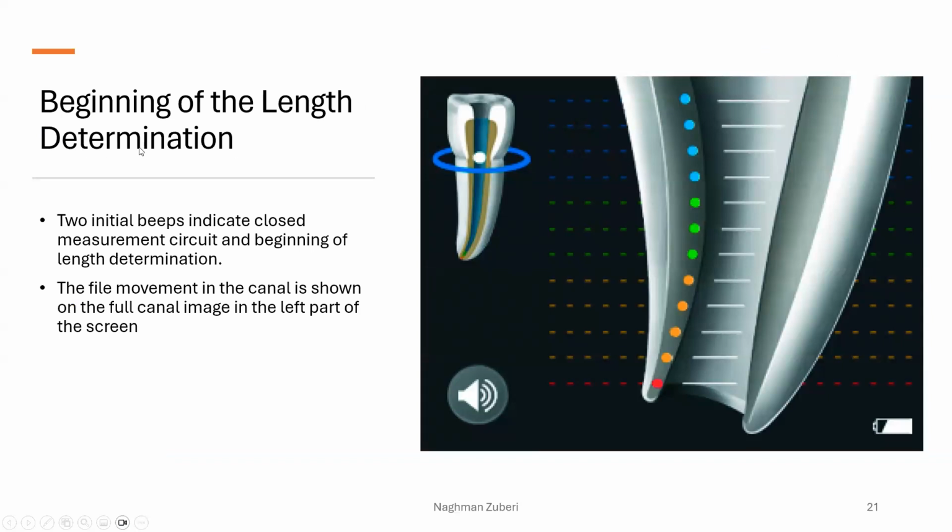Beginning of the length determination. Two initial beeps indicate closed measurement circuit and beginning of the length determination. Once you enter, you will hear two beeps. The file movement in the canal will be shown here, and this elliptical blue will show that you are now in the canal.